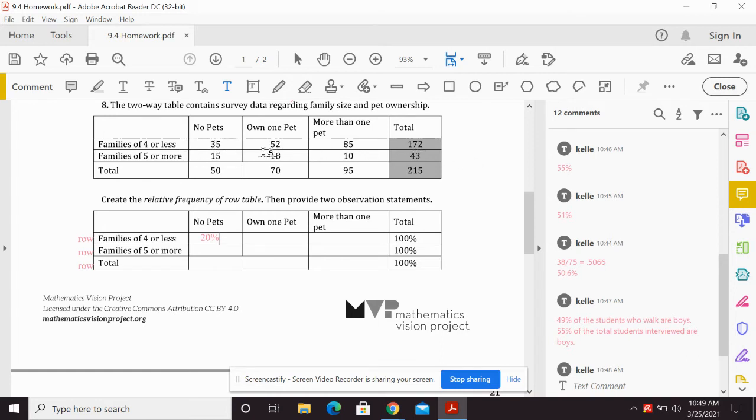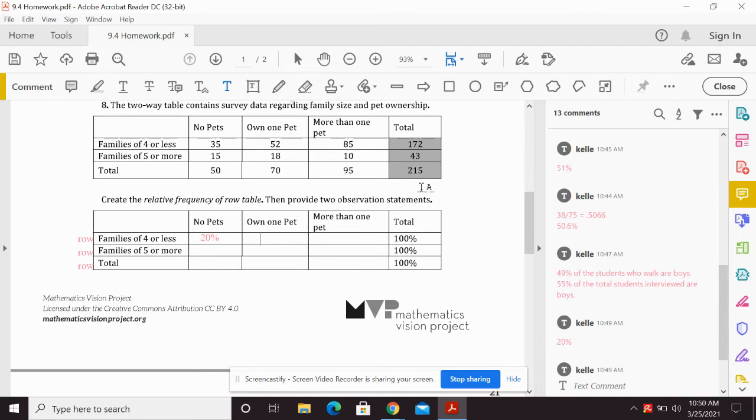So then I'll do one more. Same thing, families of 4 or less, what percent of them only own 1 pet? So we're going to put 52 over the total of families of 4 or less, which was 172. All right, same process. You're going to divide 52 by 172.